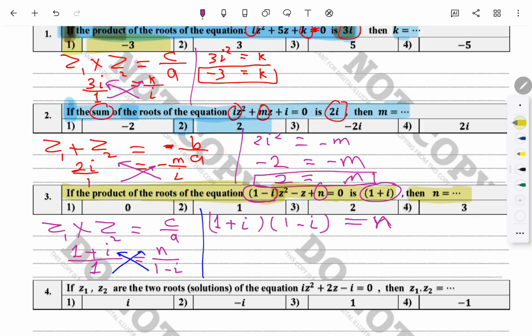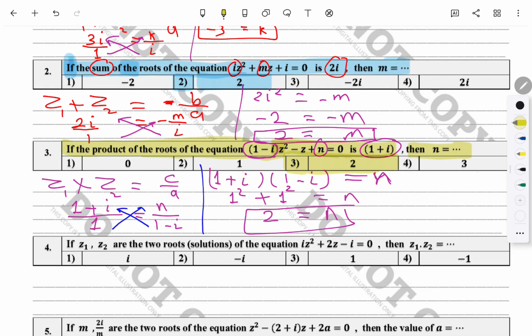Then, according to the rule of z times z dash, any complex number multiplied by its conjugate will give you the real part squared plus the imaginary part squared equals n. So you can get 1 plus 1, which is 2, and which is the value of n finally. So our choice will be the third, which is 2.